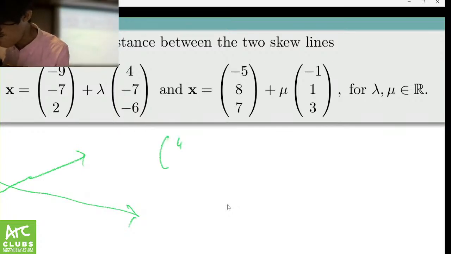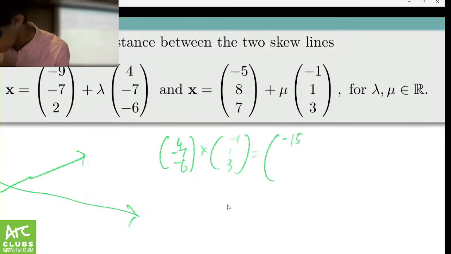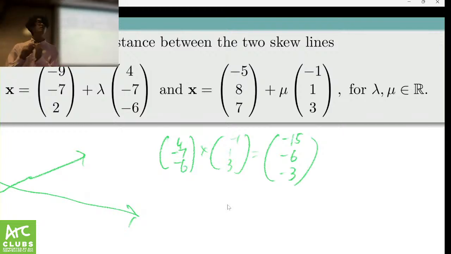And so, what we get is (4, -7, -6) times (-1, 1, 3). That will give you (-15, -6, -3). So I know (-15, -6, -3) is our cross product between the two direction vectors, and this is perpendicular to both lines. And, if you want to be pedantic, I can verify that by taking the dot product between that cross product and each individual direction vector.